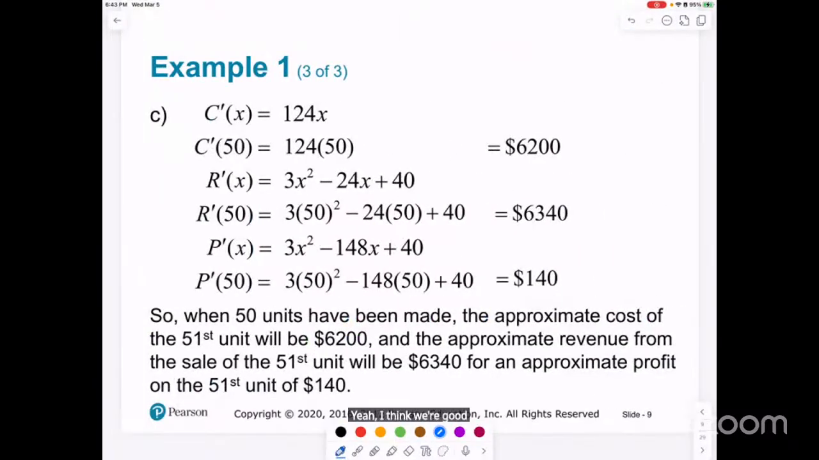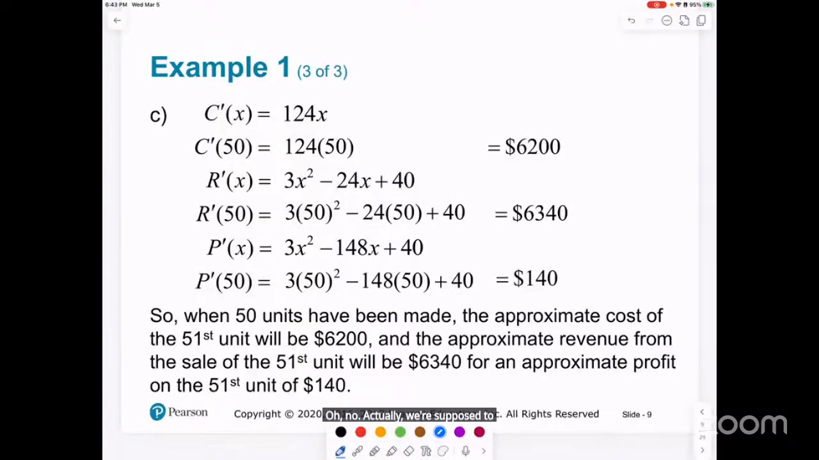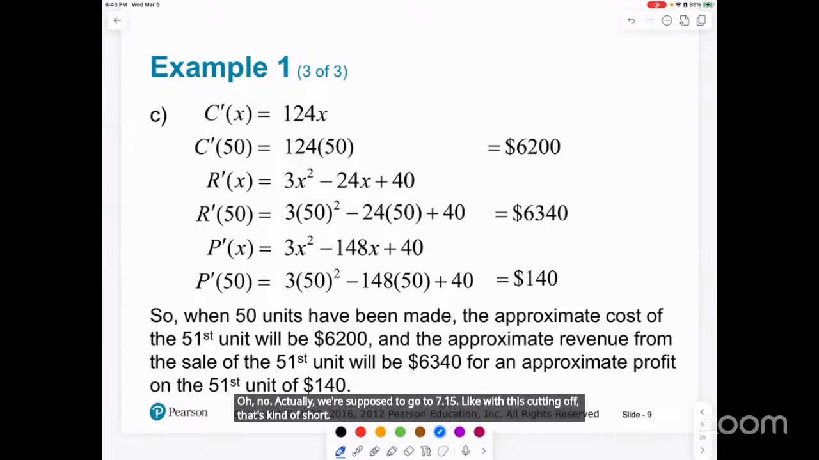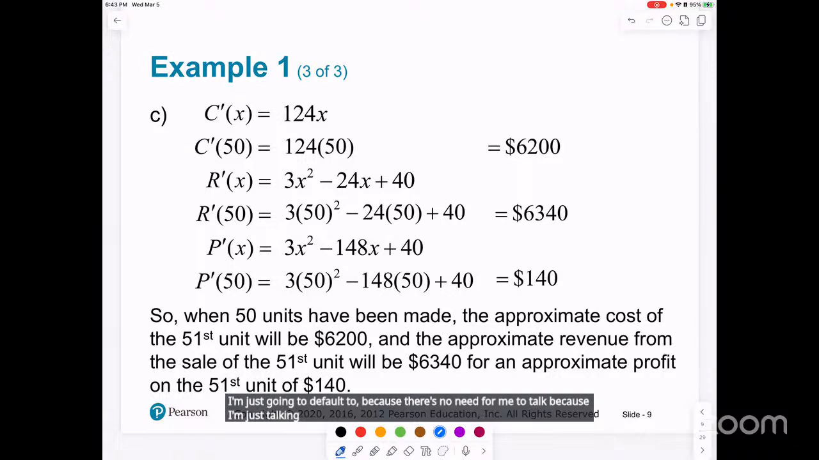We get the concept. I didn't exclusively take time to crunch those numbers. Oh no, actually, we're supposed to go to 7:15. With this cutting off, that's cutting us short. But I guess if people aren't here, then okay. Because people aren't here, there's no need for me to talk, I'm just talking to myself. These details are in my pre-recorded lecture.